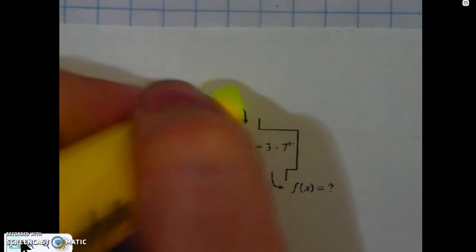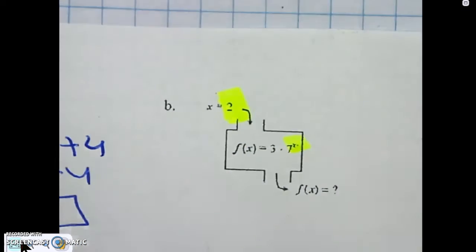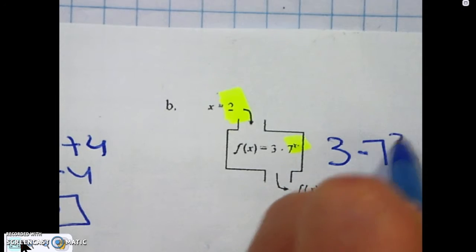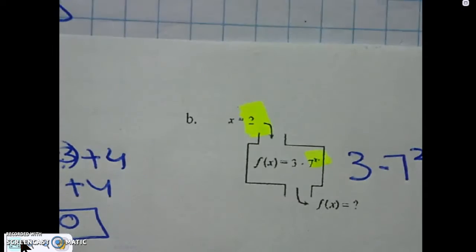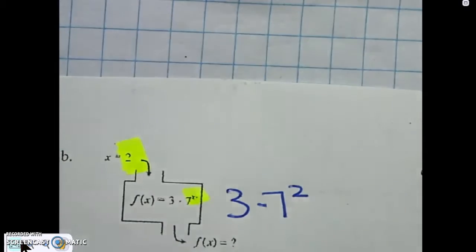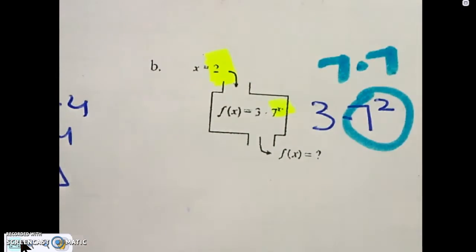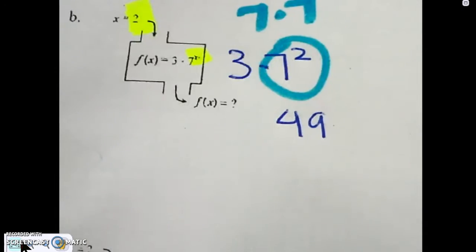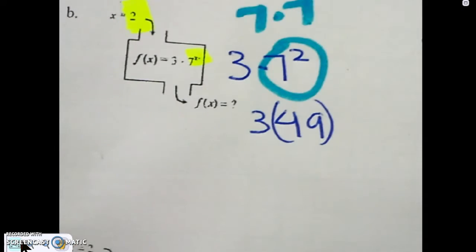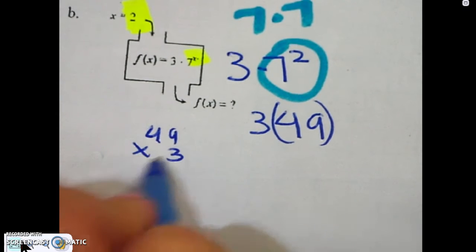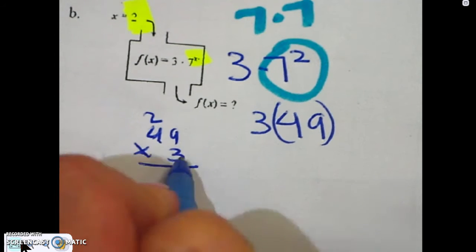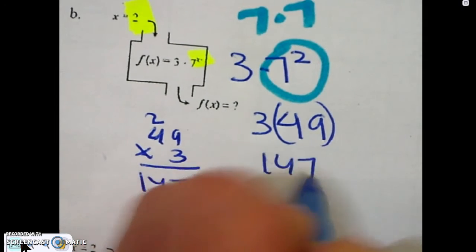Let's jump over now to letter B. This time, I'm going to plug in 2 for my x. So I'm going to rewrite this as 3 times 7 squared. First thing I'm going to do is take care of the 7 squared. 7 squared means 7 times 7. And 7 times 7 is 49. And then times 3. I'm going to go 49 times 3: 9 times 3 is 27, 4 times 3 is 12, plus 2 is 14, 147.